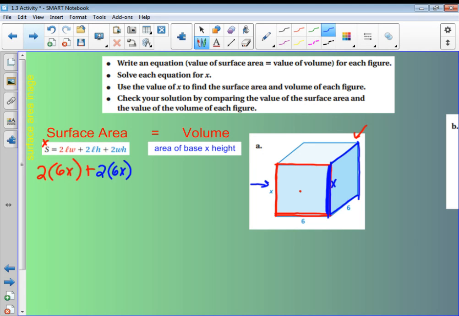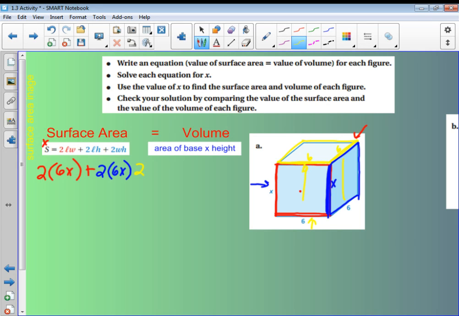Okay, and then I've got the top here, or the bottom, which are the same. So I can visually see the top. The dimensions here, well, this was 6. And this dimension was 6. Hey, I've got both dimensions on that. So 6 times 6 is 36, and there's another one on the bottom, so there's 2 of those.